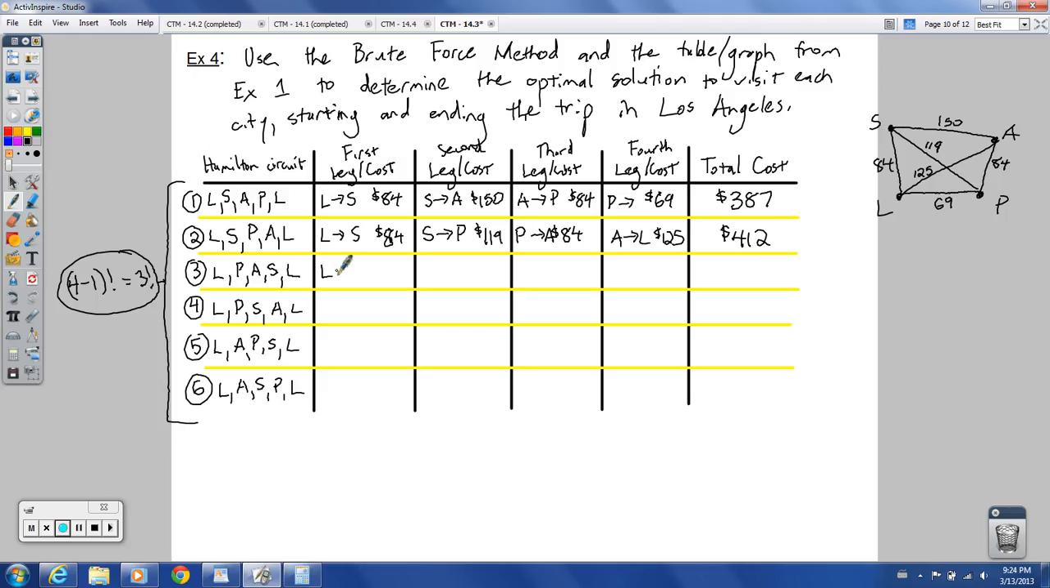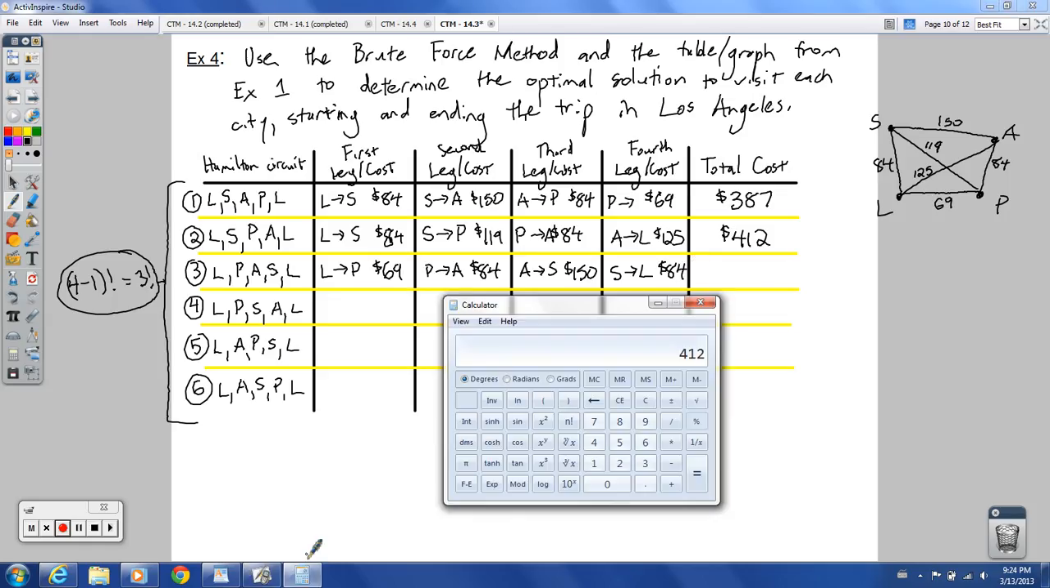We got L to P, and P to A to S, and S to L. So Los Angeles to Phoenix, 69. Phoenix to Albuquerque, 84. Albuquerque to San Francisco, 150. And back to LA, 84. So let's see what that gives us.